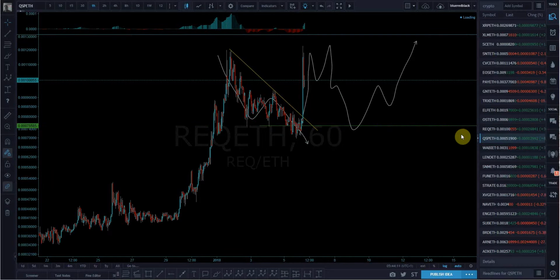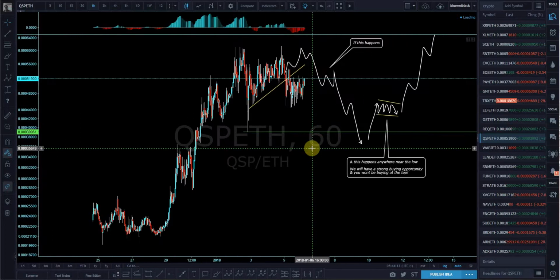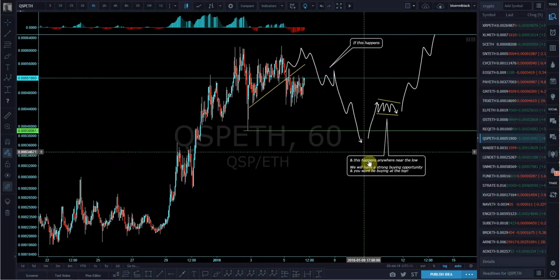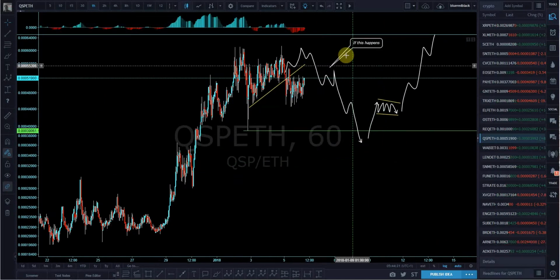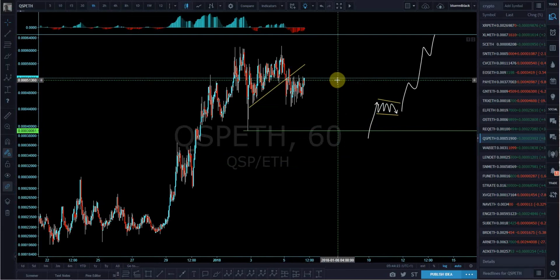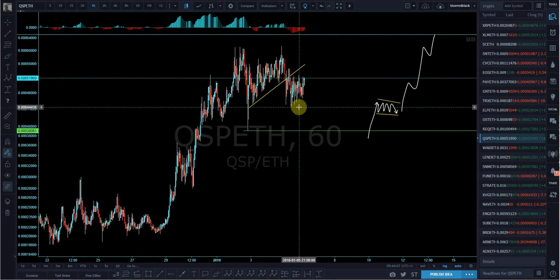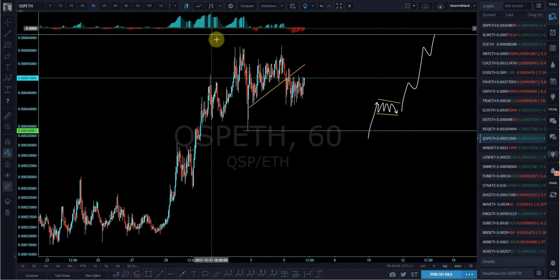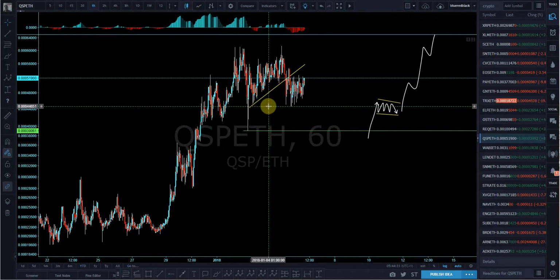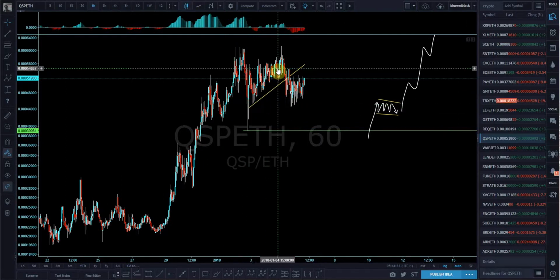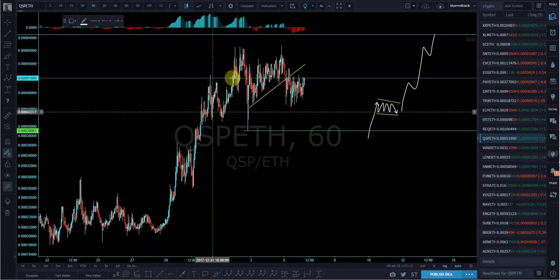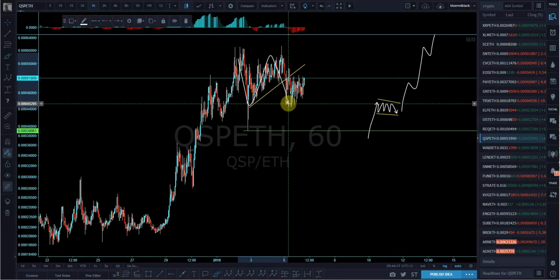Quant stamp. So I posted this in the group. Let me take off that real quick, but this is basically what you look for. So as it is right now, this could possibly be a complete structure. It broke out of this, so this could be an A, B, C, and then we start to go up.